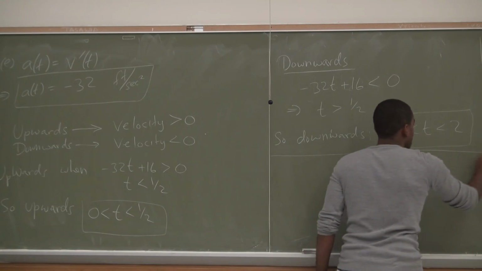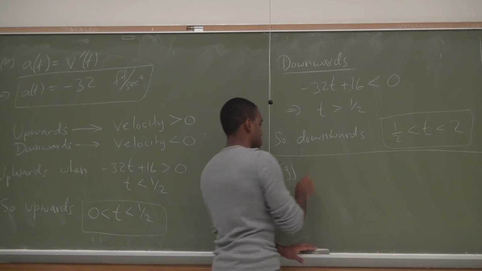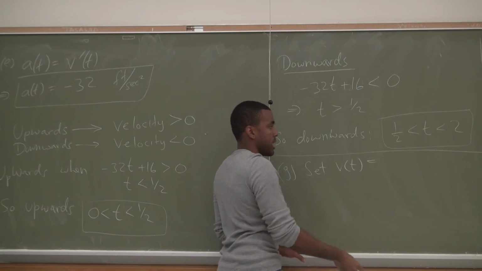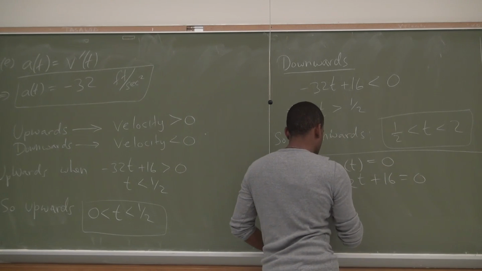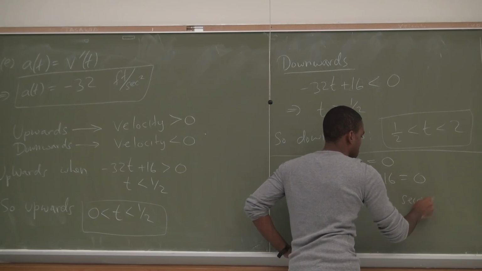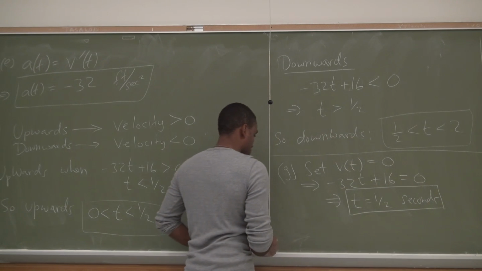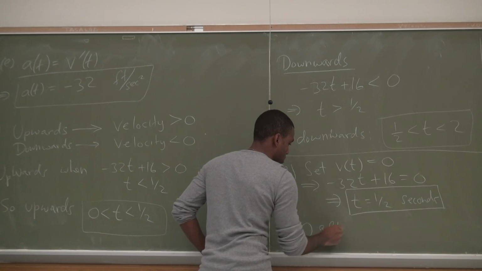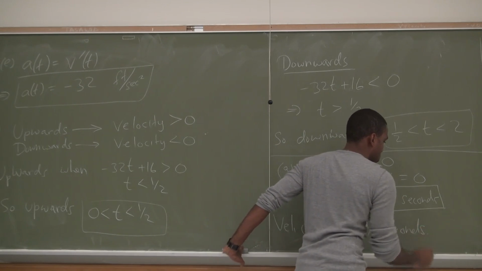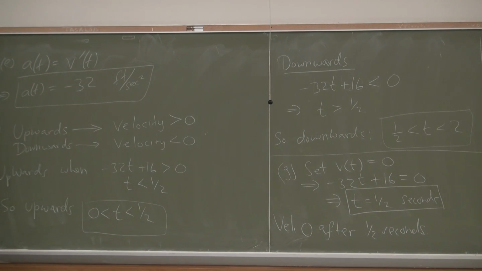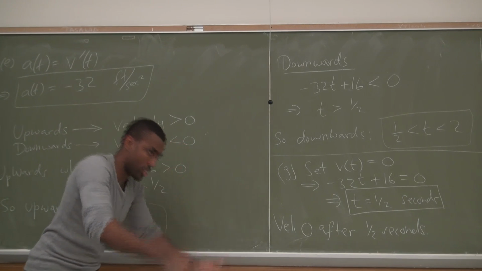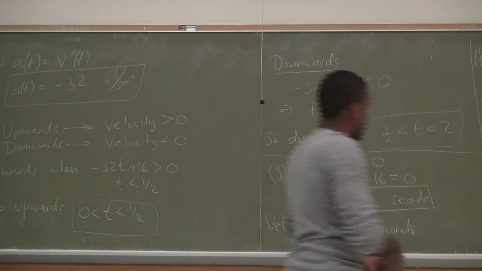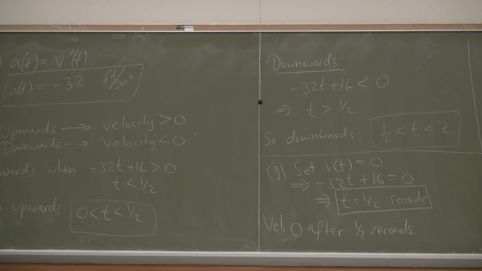When is his velocity 0? You already sort of solved for it. It's going to be at a half, right? The velocity is 0 after a half a second. So essentially what happens is he jumps up. For an instant he stops in the air and then he starts going down, right? That's sort of physically what happens. And probably later on in the semester we'll derive this equation, but I can just tell you now.